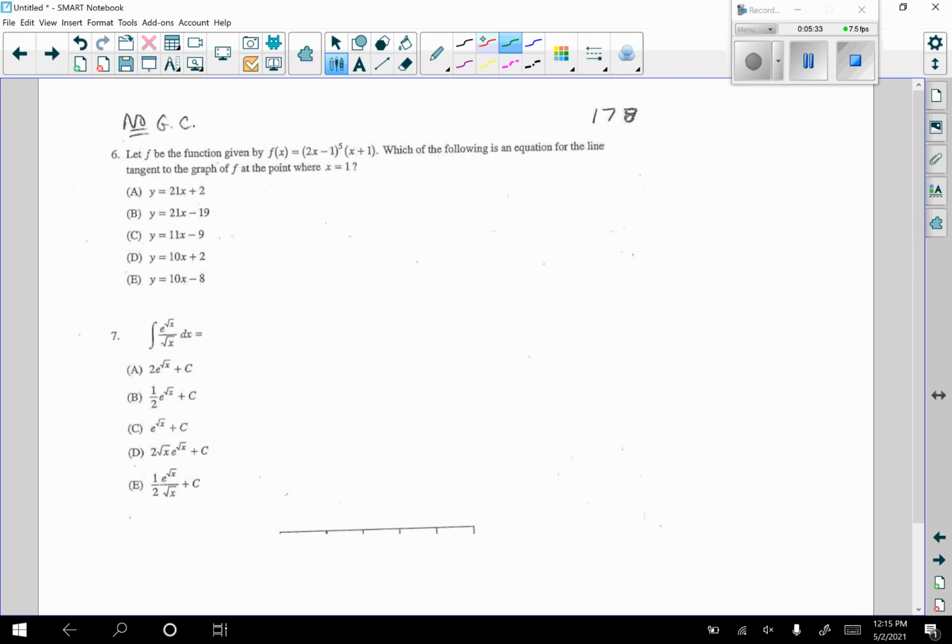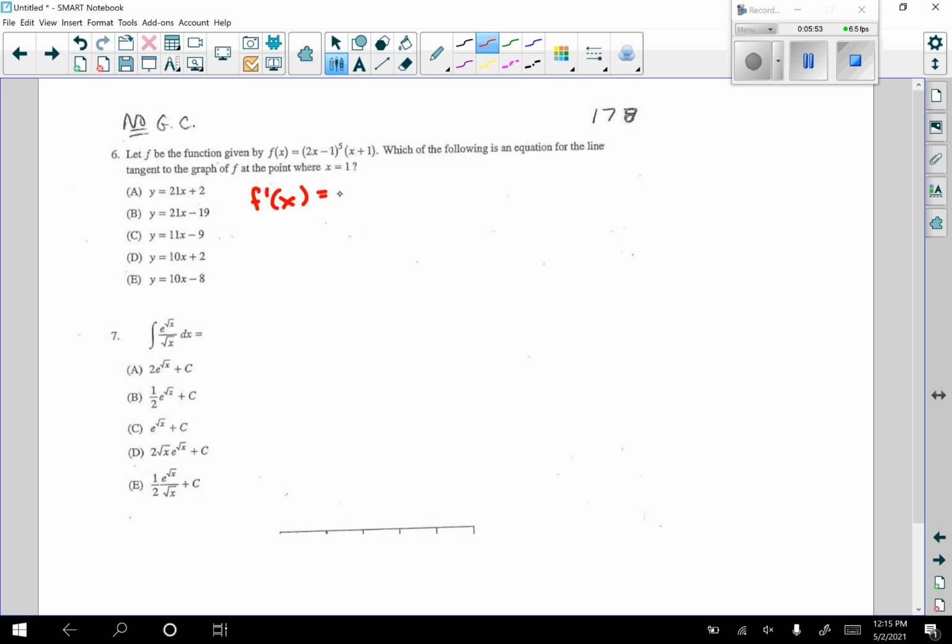All right, for number 6, let f be the function given by, we're actually having two factors here. Which of the following is an equation for the line tangent to the graph of f at the point where x is equal to 1? So we need to use a product rule. We want to find f prime of x, which is the slope of our tangent line.